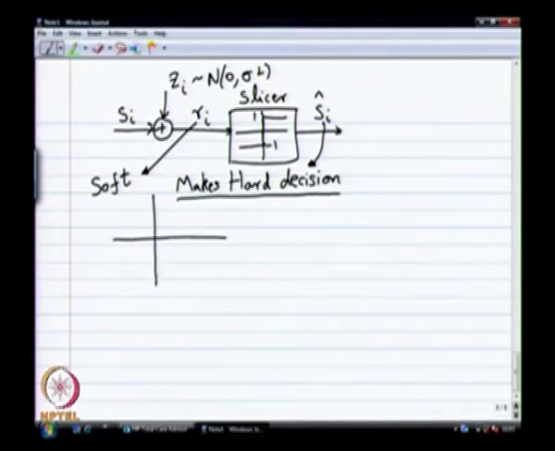Suppose I am given a value of Ri. Suppose in this scale this is +1. Suppose I am given a value of Ri which is, let us say, something like 0.8. So it is close to +1, or another possible value for Ri could be, let us say, 0.1. So if I say Ri is 0.1 at one time, and I say Ri is 0.8, the two mean something different.